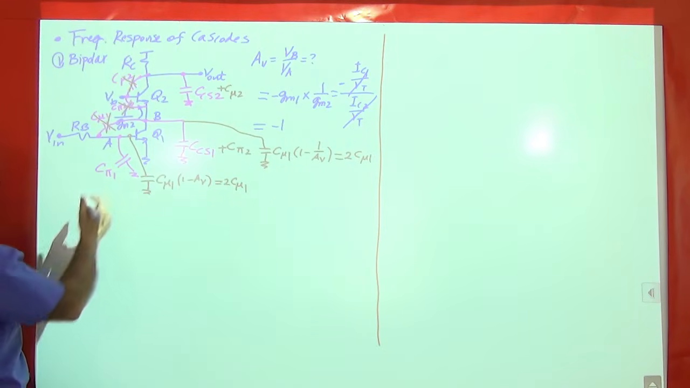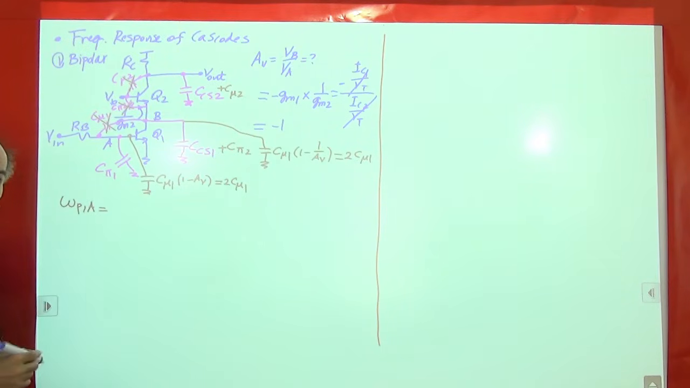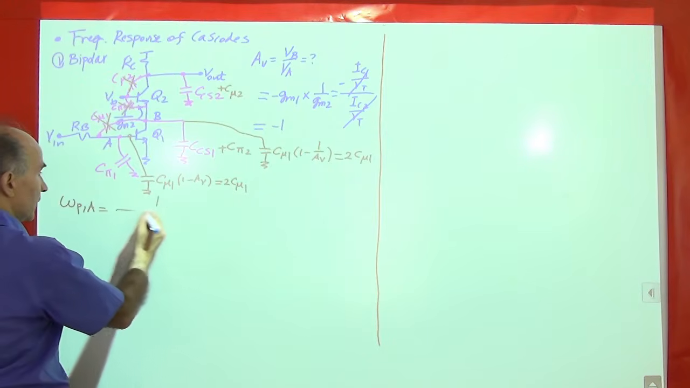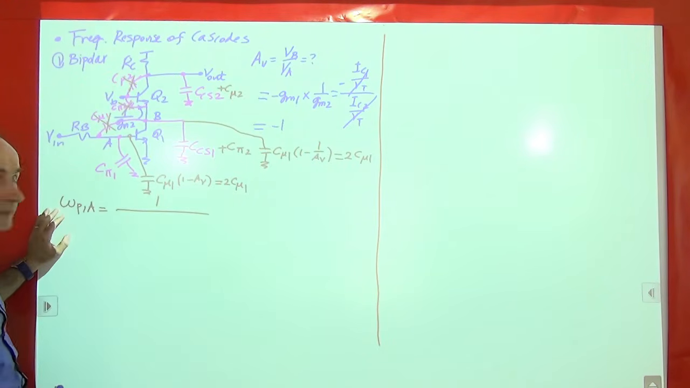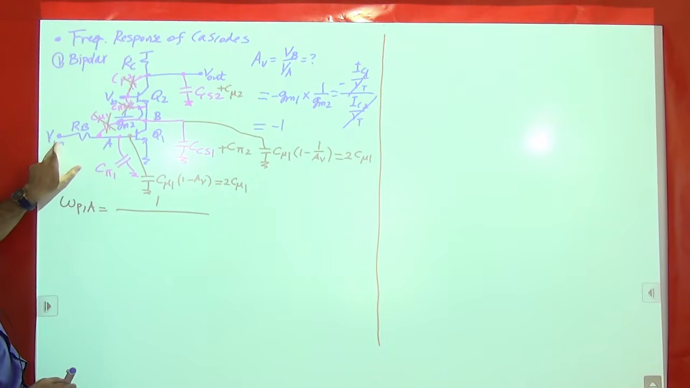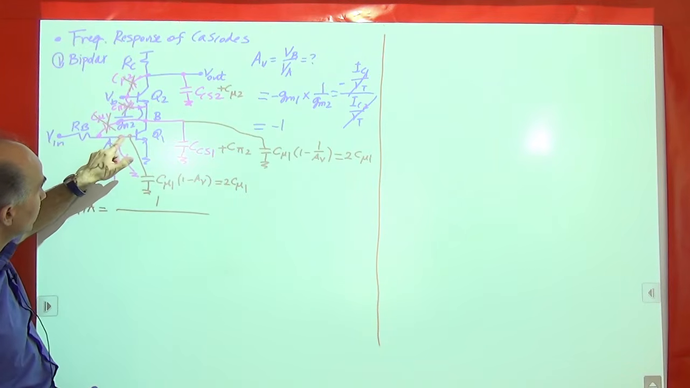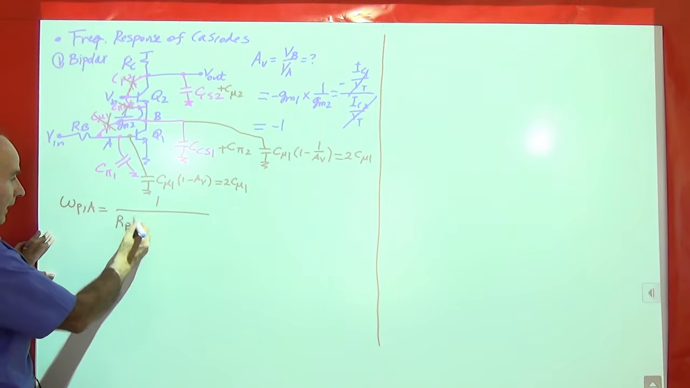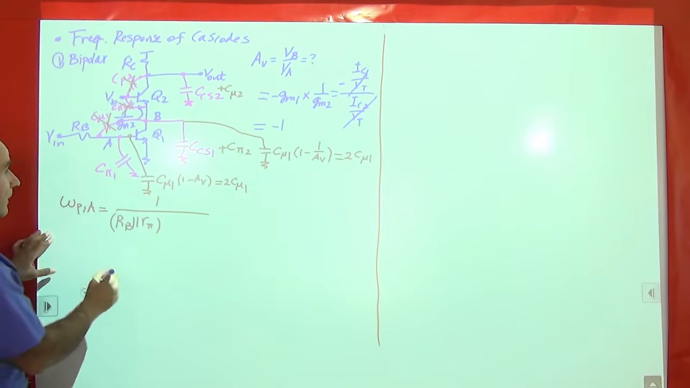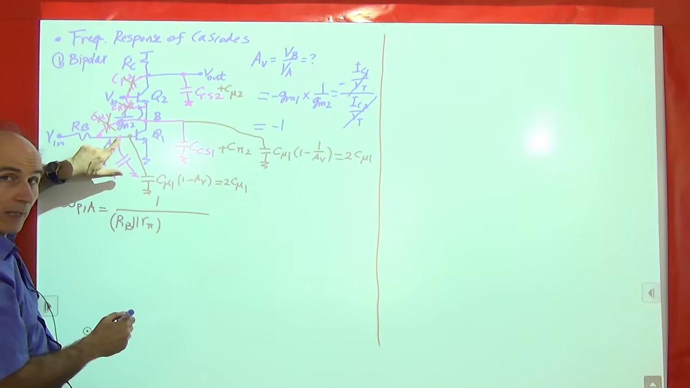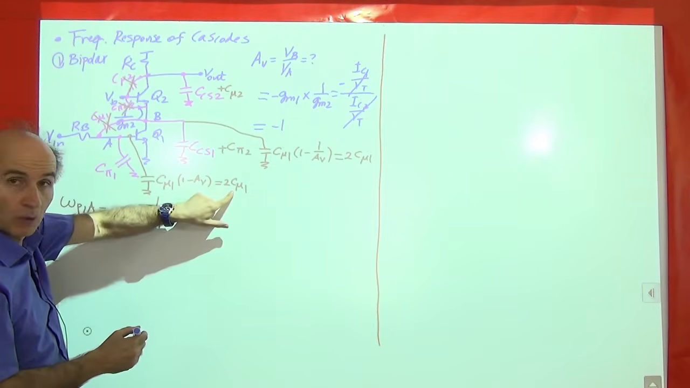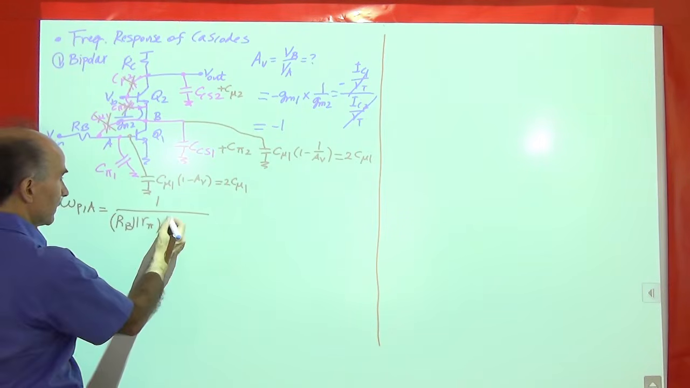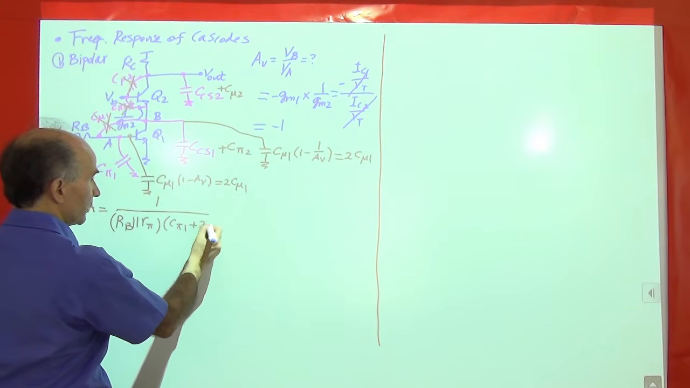We have one pole at this node, omega PA. How much is that pole? Well, we said what we do is we find the resistance to AC ground. We have RB going this way to AC ground because the independent source is set to 0. We have R pi going to AC ground. So these are in parallel. So we have RB in parallel with R pi times the total capacitance that we have to ground, C pi 1 plus 2 C mu 1. This cap plus this cap. So C pi 1 plus 2 C mu 1.